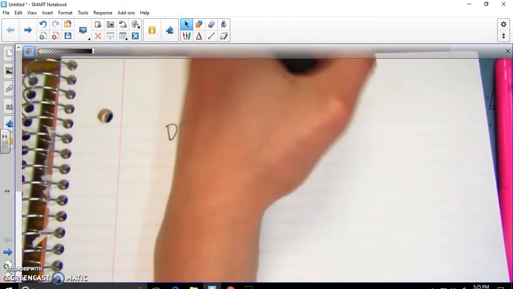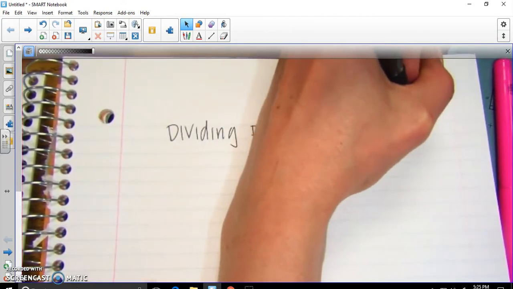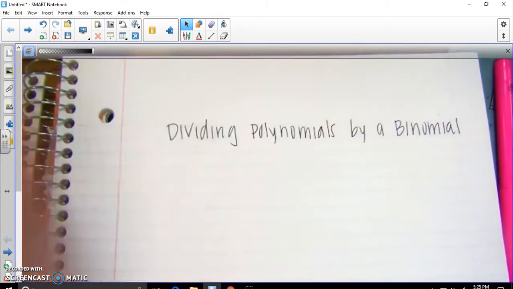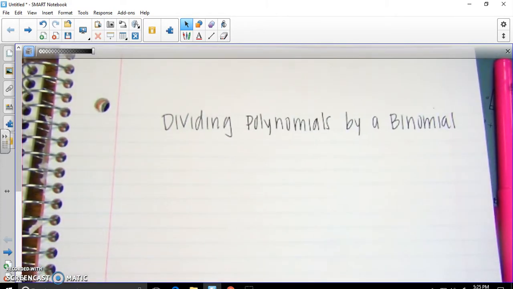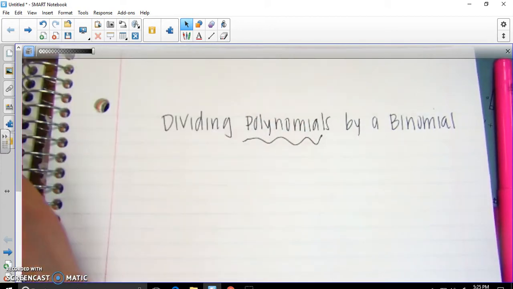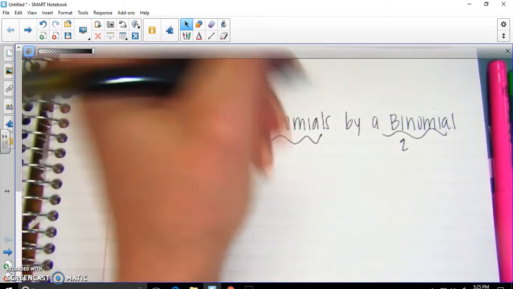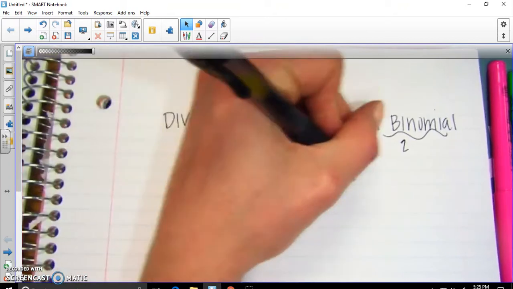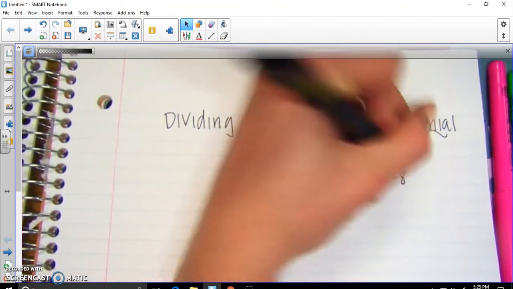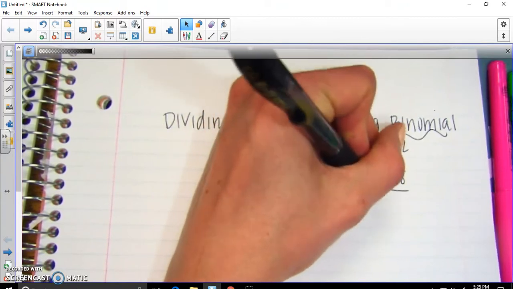All right, our notes today focus on dividing polynomials by a binomial. So we should be thinking, what does this mean? Well, polynomials are going to be things with multiple terms. Binomials will have two terms. So an example would look like this: we might have x squared plus 7x minus 8 over x minus 1.